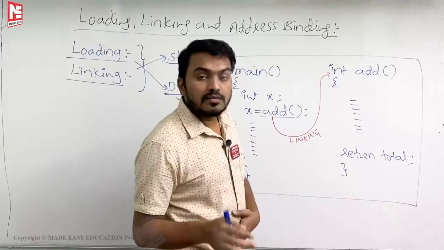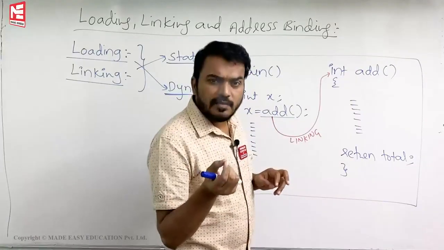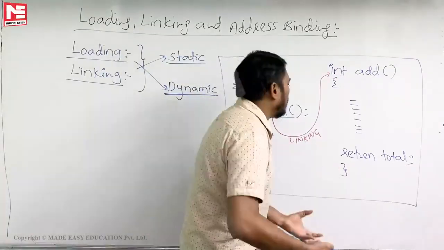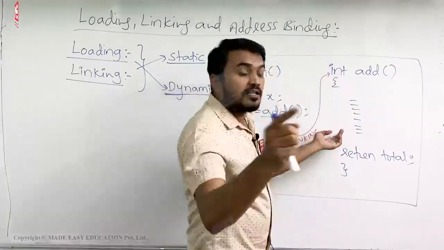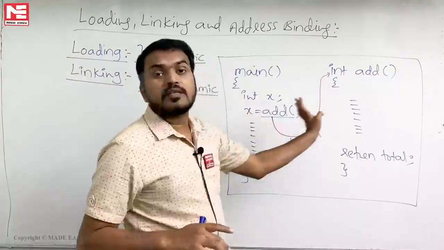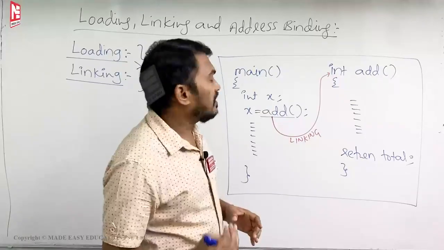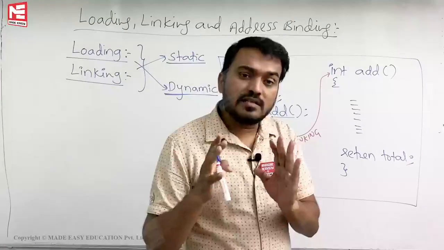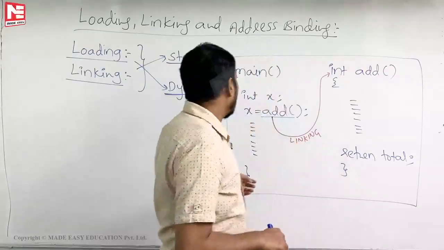So then what happens? The program execution will stop for some time period, and dynamically you are going to load this add function into main memory, and dynamically you establish the linking between these two things. Then the program execution will continue. Is that clear? So that is called as what? Dynamic. It means loading the program into memory on demand. On demand means whenever it is required. So when it is required, then only that particular part of the program will be brought into memory. So that is called as dynamic loading.